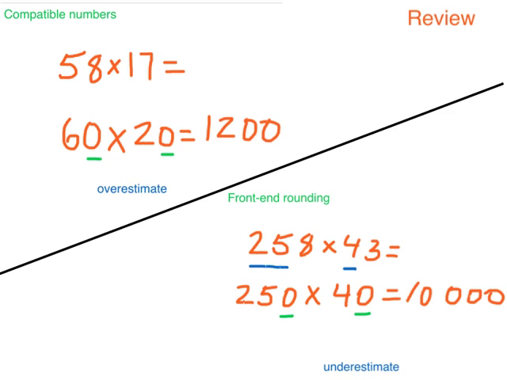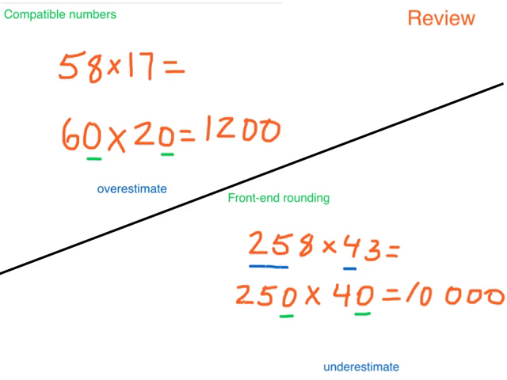In this lesson, we learned about a couple of strategies that we could use to estimate products. First, we learned about compatible numbers. In our compatible number strategy, we find numbers that are usually multiples of 10 because they're easy to work with, that are close to the numbers in the original problem. And then we multiply the compatible numbers together to get our estimated answer.